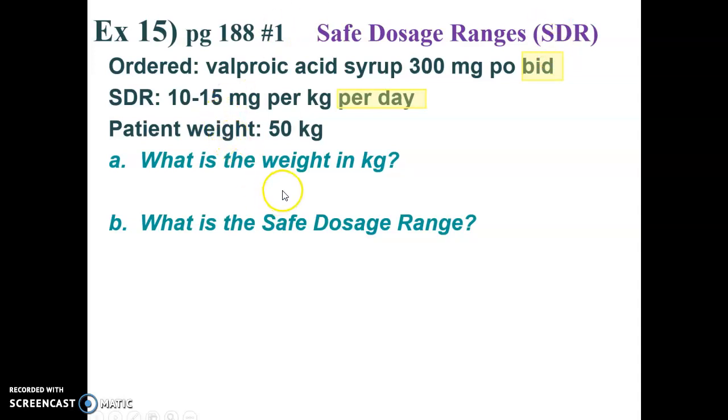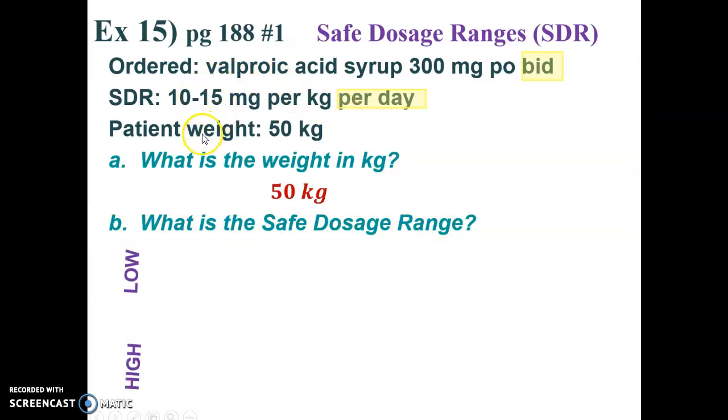All right, what is the patient's weight in kilograms? So typically this is where we take our weight and divide it by the 2.2, except this is already figured in kilograms, right? So we don't have to do any math. We just answer 50 kilograms. There might be one of those on your homework. Be careful.